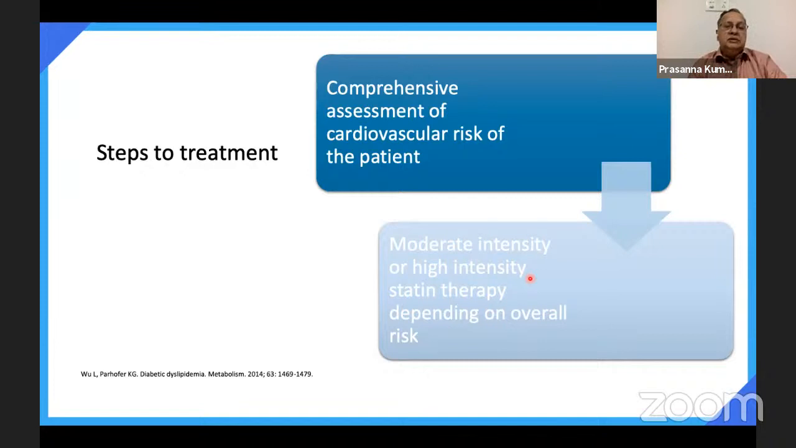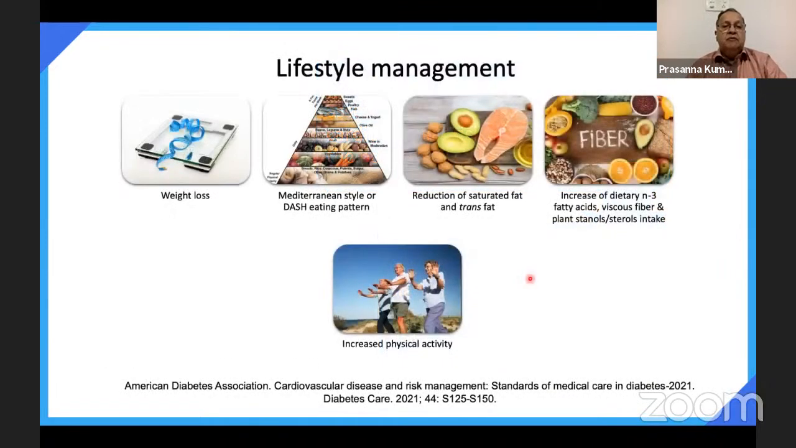So how to manage dyslipidemia? Comprehensive assessment of cardiovascular risk, moderate intensity, high intensity, depending on the risk. That means if the cardiac risk is high, then treatment is different. If it is moderate risk, then it is different. First is lifestyle modification. As I told you, send them to a dietitian, ask them to lose weight. Even 3% weight reduction will reduce the cardiovascular risk by 5%.